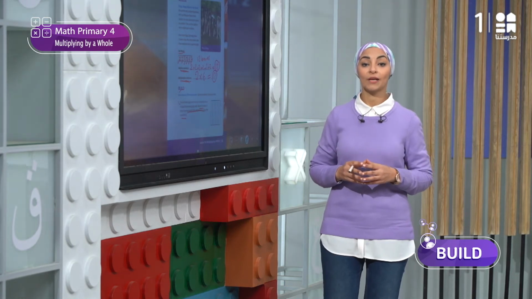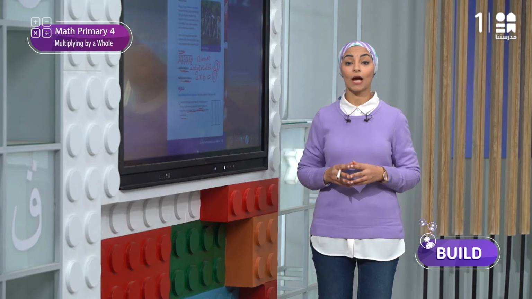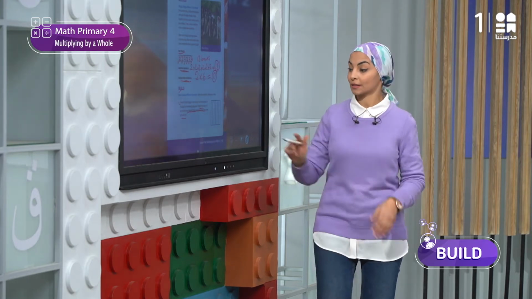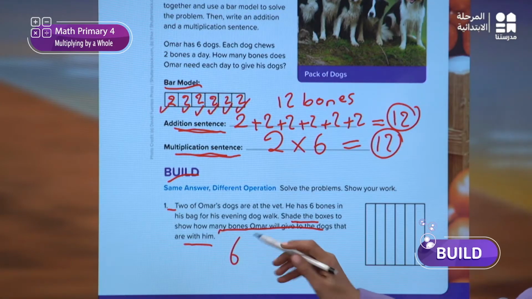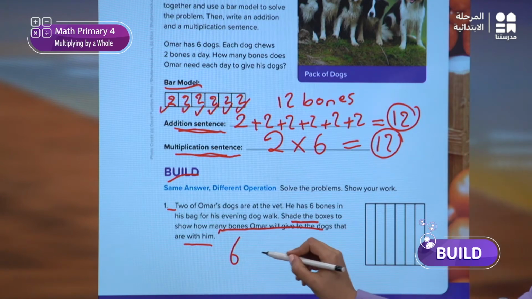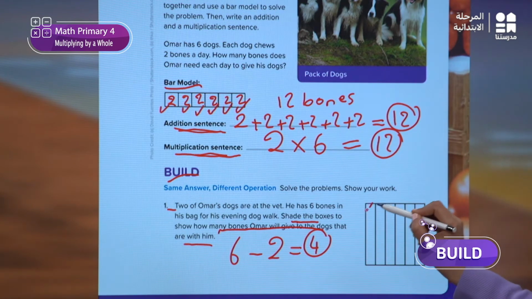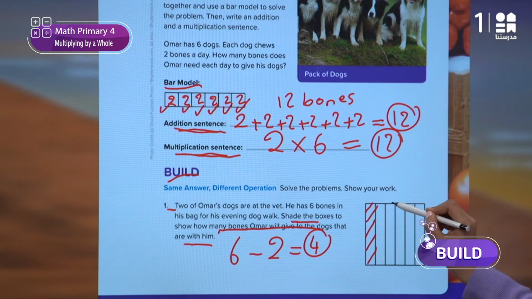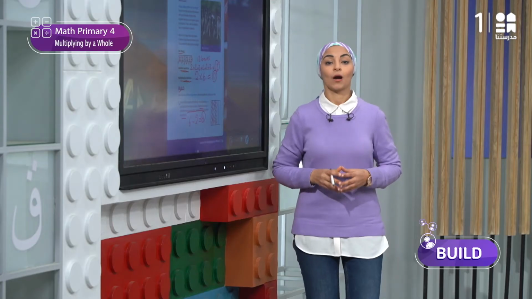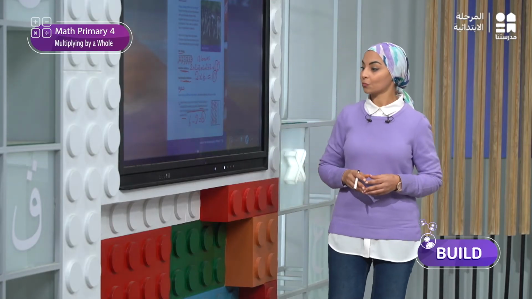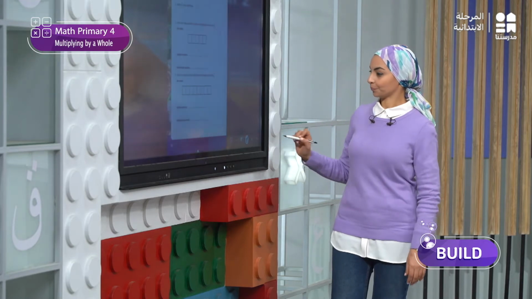Okay, so how many parts should I shade? I will shade 4 parts, because the total number, 6, minus 2 gives me 4. So I will shade 4 parts. Come on, I will shade 1, 2, 3, and 4. So now I colored or shaded 4 parts. Okay, and now let's move to problem number 2.